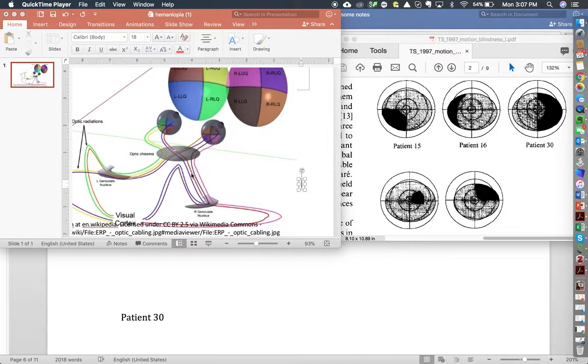It's not likely to be in this region because that would affect the entire visual field on one side rather than just one corner. Let's take a look at an example of that.